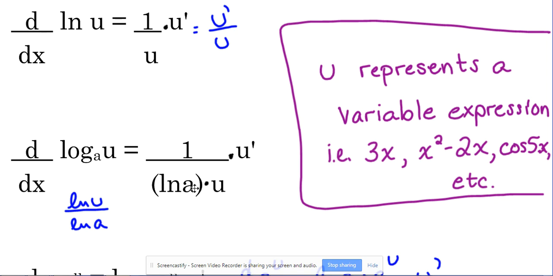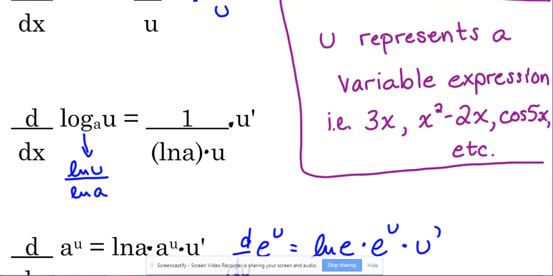So that's what's going on right here. That's just the constant multiple, and then it's the derivative of the natural log of u, u prime over u. Okay, so that's where this rule is coming from. It's coming from rewriting that log using change of base, and then the fact that the natural log of a is just a constant, and it's in the denominator, so we have to have 1 over it, okay? And then the derivative of natural log of u.